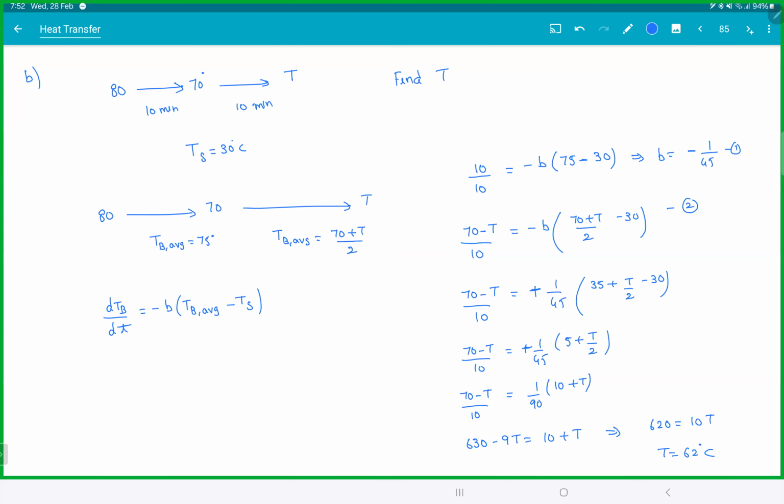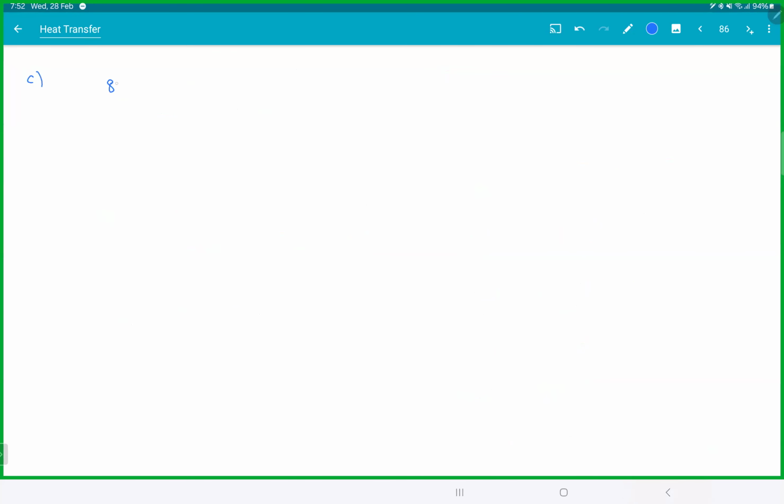Clear with the average method? Easy. Any doubts on this? Same question. Let's say you're going from 80 to 70 in 10 minutes, and you're going from 70 to, let's say, 35. I want you to find the time, whereas the temperature of the surrounding is 30 degrees. Now what will you do?